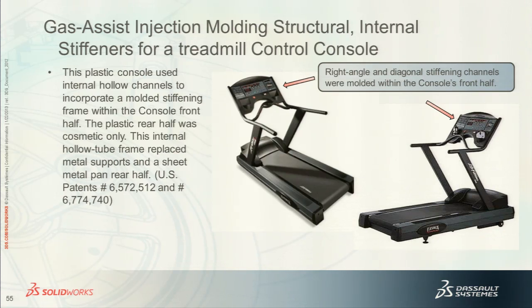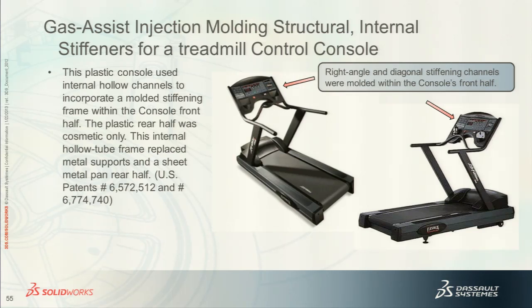Another application, creating structural channels. This was a treadmill that I was a part of a design team on, and my responsibility were all the major plastic parts. On the console here, this is the first all-plastic console that we had at Life Fitness. Typically, they were just a non-structural front panel with a fabricated sheet metal box on the back. That's where you got your mechanical strength, from the sheet metal box. This has both molded front and rear.